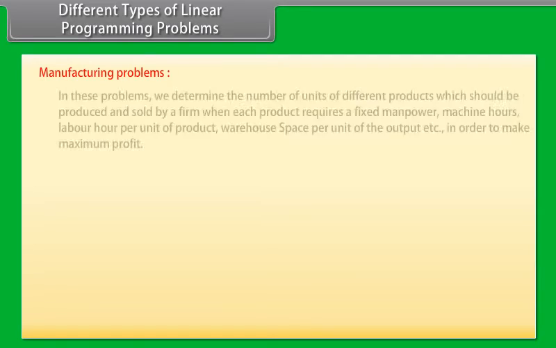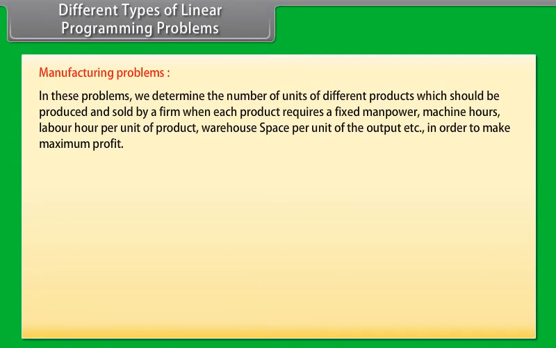Different types of linear programming problems. Manufacturing problems. In these problems, we determine the number of units of different products which should be produced and sold by a firm when each product requires a fixed manpower, machine hours, labor hours per unit of product, warehouse space per unit of the output, etc., in order to make maximum profit. Let's take an example to understand it better.